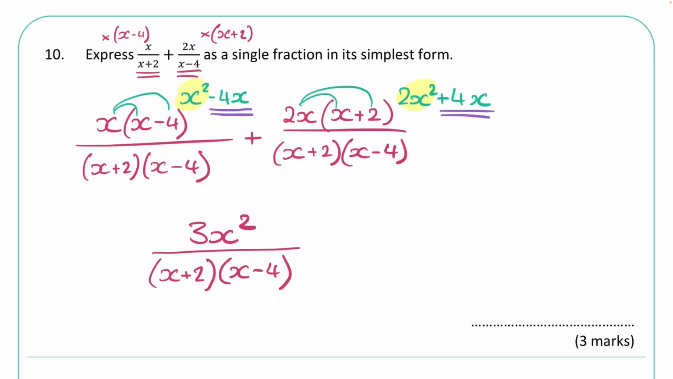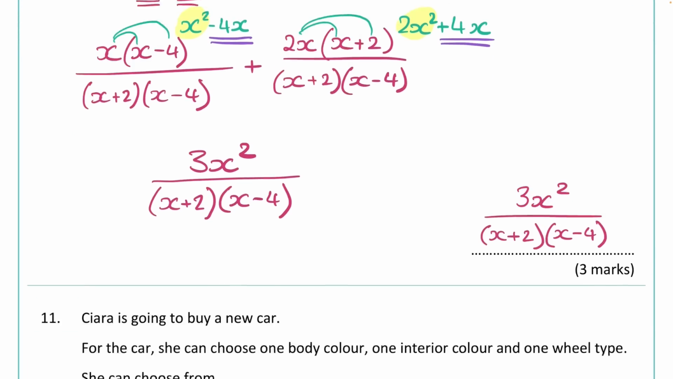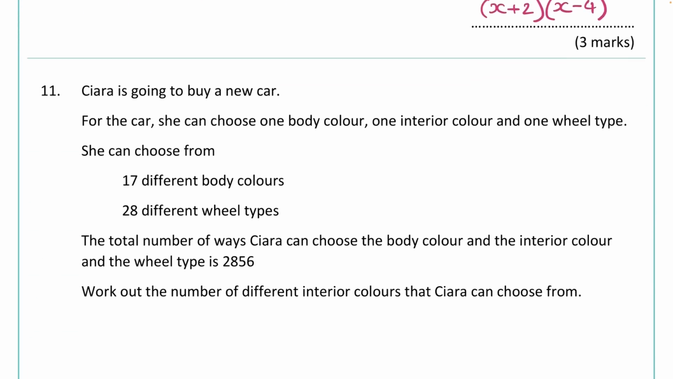You can, if you want, expand the denominator, but you're not going to gain any additional marks for that. So if you don't need to expand it, then why bother? But of course, if you write it expanded, it's absolutely fine. You're going to get the same amount of marks, you're just going to have to do a bit more work for it. So there we go, I'm going to leave it factorised, and there's my final answer, 3x squared over x plus 2 and x minus 4. Okay, so relatively nice algebraic fraction.